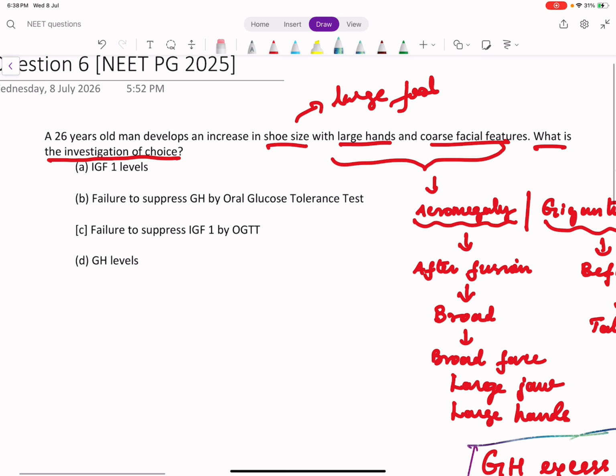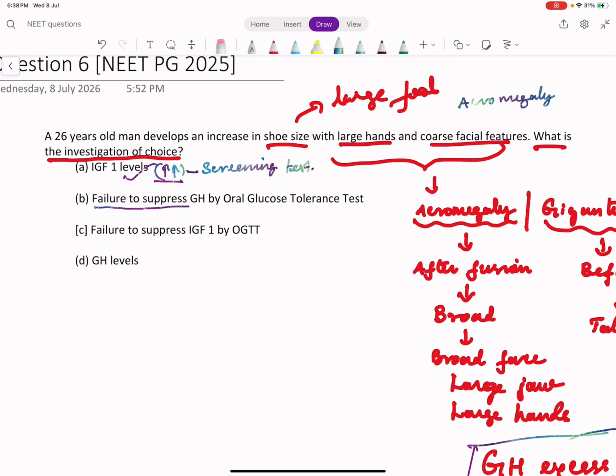So coming again to the question. The question is a case of acromegaly. So what is the investigation of choice? IGF-1 levels. I told you growth hormone leads to increased production of IGF-1 from the liver. Of course, it will be elevated, but is this the investigation of choice? No. So read the question carefully. Definitely it could be a screening test, but it is not the investigation of choice.